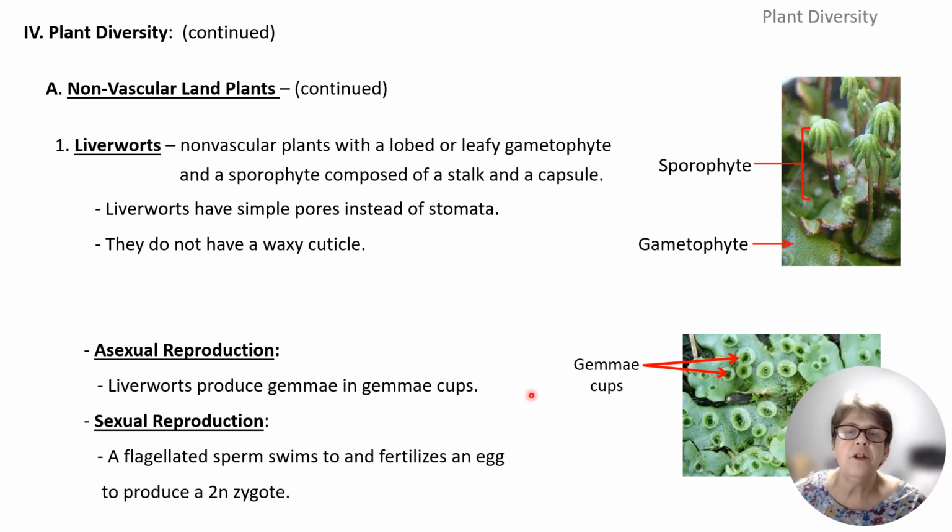For asexual reproduction, the liverworts produce gemmae, and I've heard it pronounced gimme, in gemmae cups, these little cups right here. Asexual reproduction just means that there's only one parent involved. So the new offspring are going to have the exact same genetics as the original parent. For sexual reproduction, a flagellated sperm will swim to and fertilize an egg and produce a diploid zygote. And then that zygote will grow into a sporophyte. That's another reason these plants need to be in a moist environment, because the sperm actually needs to swim across to the egg.